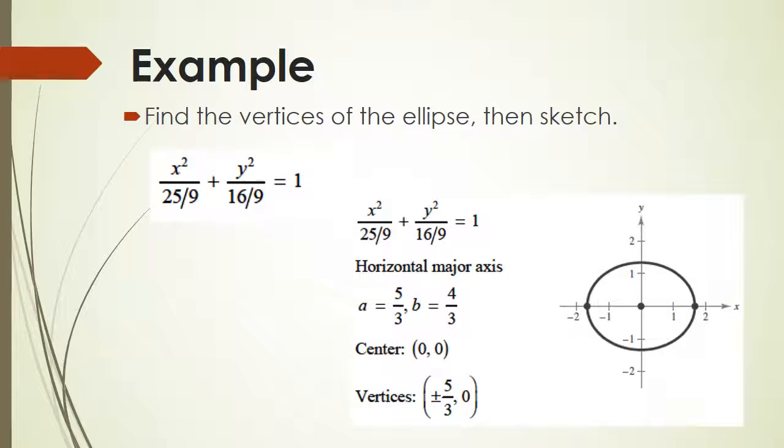Okay, so by sketching it, we know that a is 5/3 and b is 4/3. You need to take the square root of what's under the x squared and what's under the y squared. The bigger number is always going to be your major axis. And what it's under tells you which axis is the major axis. The center is at 0, 0, so just place a and b and draw your ellipse.